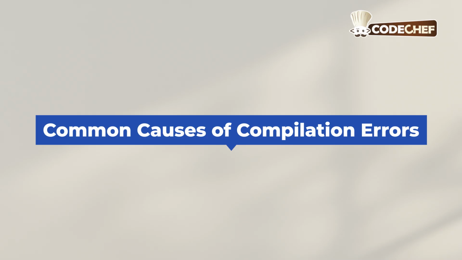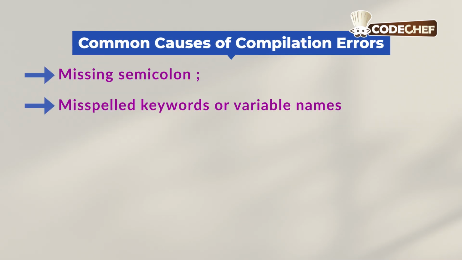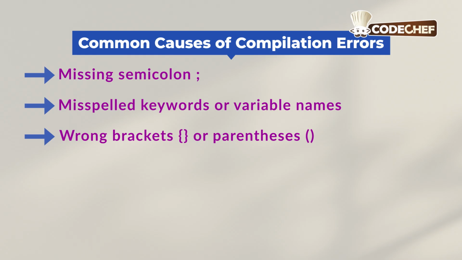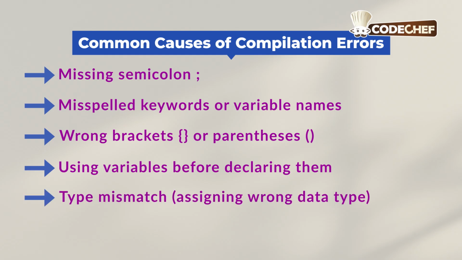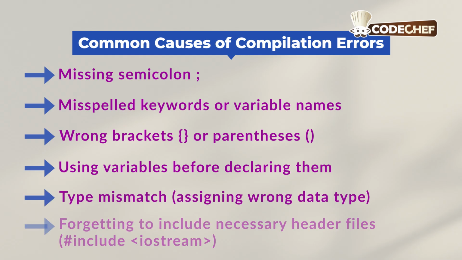Now I'll show you some examples of compilation errors. First is missing semicolon, misspelled keywords or variable names, wrong brackets or parentheses, using variables before declaring them, type mismatch, that means assigning wrong data type, forgetting to include necessary header file, for example, #include <iostream>. So these are some of the common reasons of compilation error. Basically, these are examples. There can be n number of examples of syntax error which can lead to compilation errors.